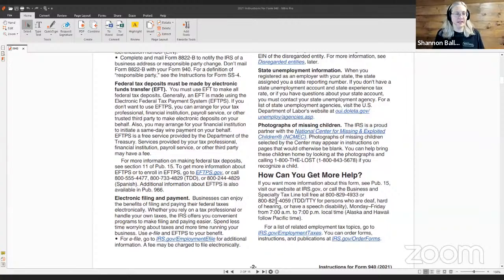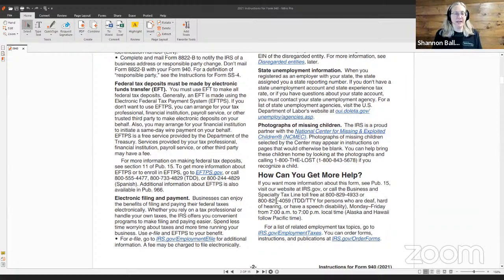To get more information about EFTPS or to enroll in EFTPS, go to EFTPS.gov or call 1-800-555-4477, 1-800-733-4829 if you need TDD, or 800-244-4829 for Spanish. And when I was reading them, I'm like, oh, that seems like it's the same number, but the last 4 digits are the same, but it's the middle 3 that are different between TDD and Spanish. Additional information about EFTPS is also available in Pub 966.